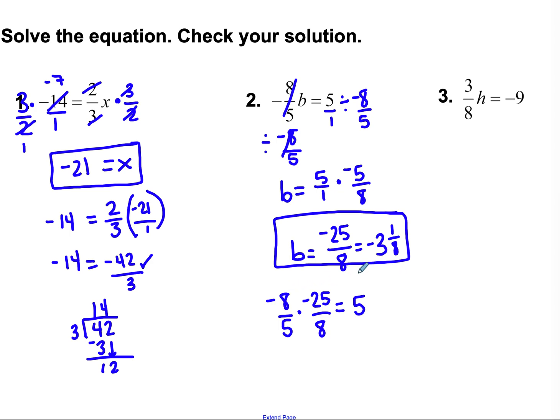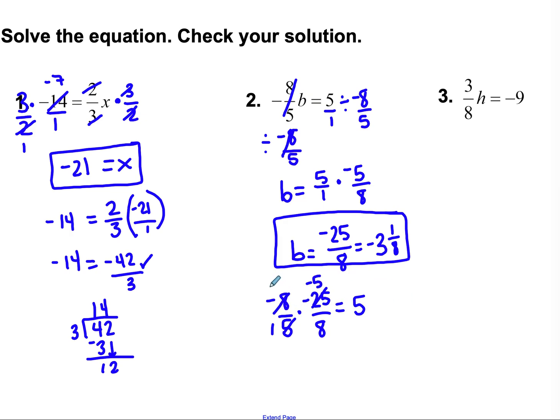Now you can't just look at that and put a check mark and say, yep, that's right. You need to actually show the multiplication or show the cross-canceling. You can't just put a check mark. I do want to cross-cancel on this one because I've got some big numbers here. 5 divided by 5 is 1. 25 divided by 5 is 5. This was negative, so that's negative.